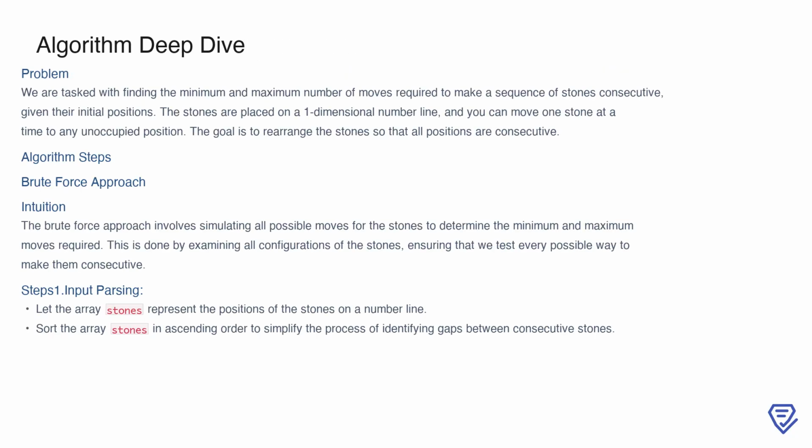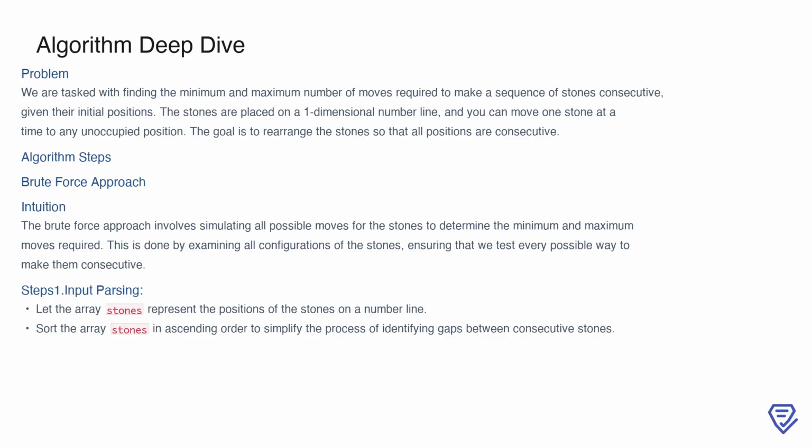In this problem, we need to determine the minimum and maximum number of moves required to make a sequence of stones consecutive. The stones are placed on a one-dimensional number line, and each move allows you to shift one stone to any unoccupied position. The ultimate goal is to rearrange all the stones so that their positions form a consecutive sequence. To approach this, we start by considering a brute force solution. The intuition here is to simulate every possible move for the stones, testing all configurations to determine both the minimum and maximum moves necessary. First, we parse the input.